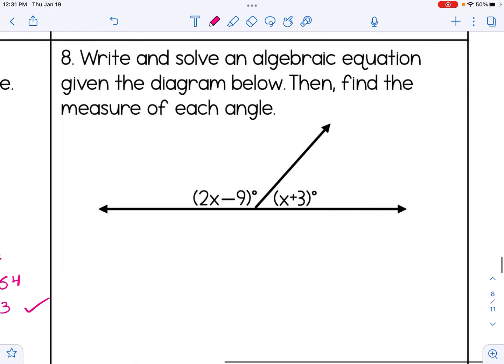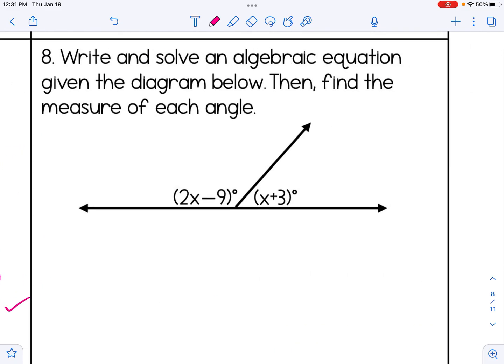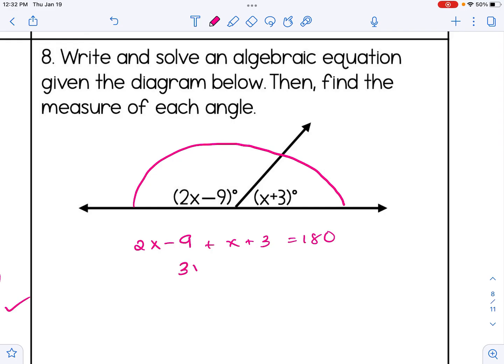All right, for our last problem, write and solve an algebraic equation given the diagram below and find the measure of each angle. I see my linear pair. Linear pairs are supplementary, so they add up to 180 degrees. So I know that I'm going to do 2x minus 9 plus x plus 3 equals 180. When I write my equation, I just drop those parentheses and degree signs, by the way. Let's combine like terms. I have 3x minus 6 equals 180.